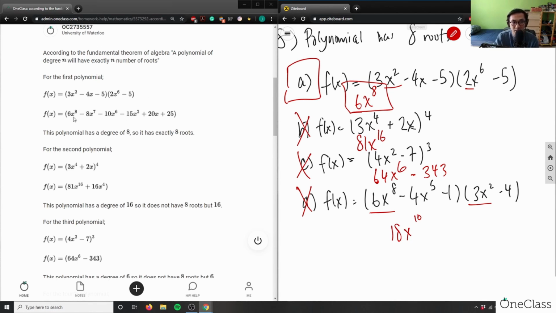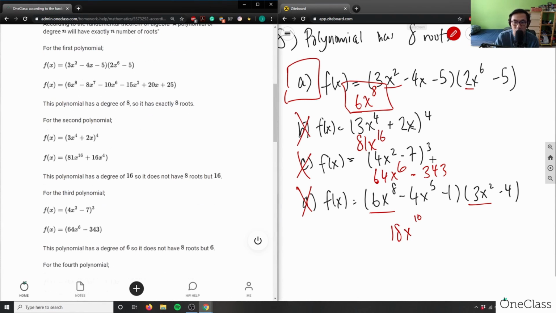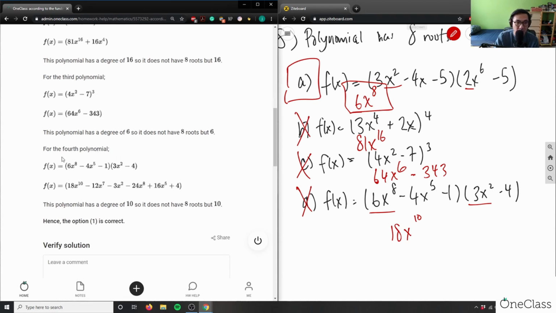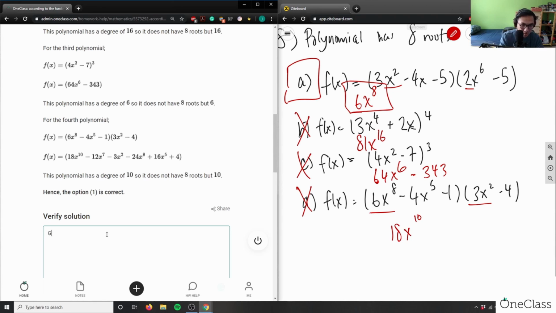So we expanded this, and you got 6x to the power of 8, which is what I had here. So exactly 8 roots, that's good. The second polynomial has degree 16, like we wrote before. This here is 81x to the power of 16. The third polynomial has degree 6, which is 64x to the power of 6. And finally, the fourth polynomial is 18x to the power of 10. Hence, option A is correct. So this here is a great solution and answer.